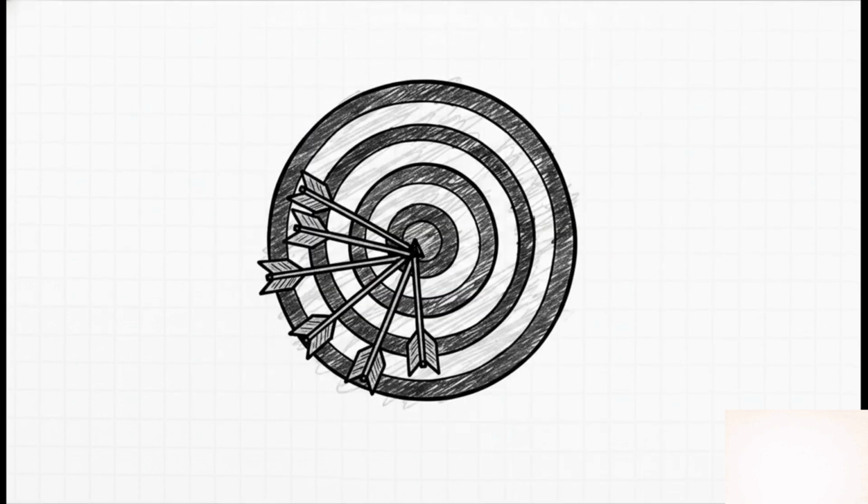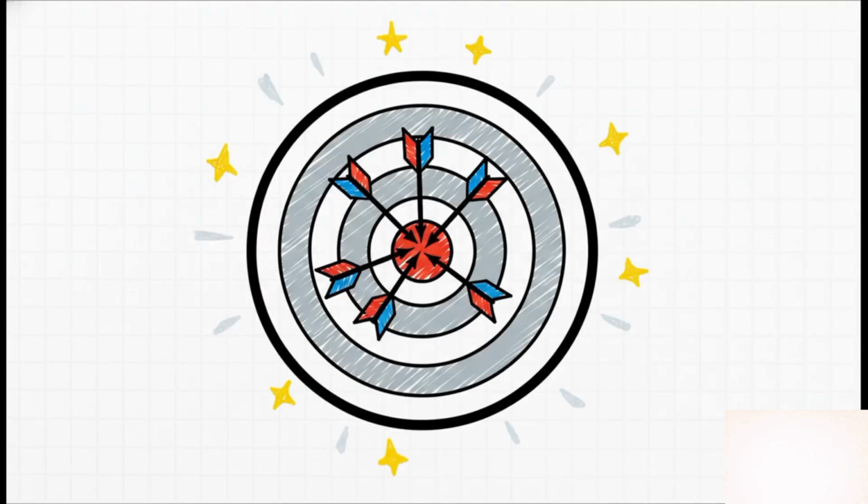Okay, now imagine this scenario. You shoot again, and this time all your arrows land in a tiny, tight little group. Wow, that's amazing precision, right? But that little group is way over in the top left corner, nowhere near the bullseye. So you're highly precise, but you're not accurate. You're being consistently wrong.